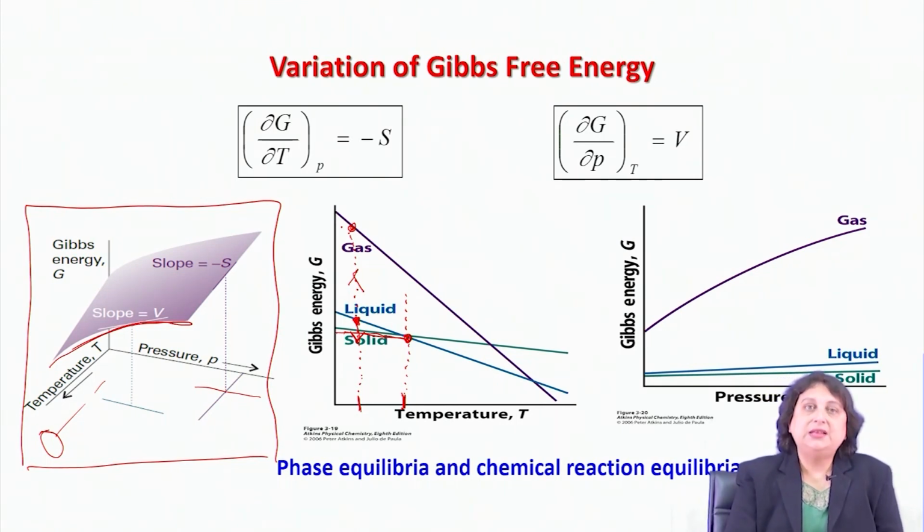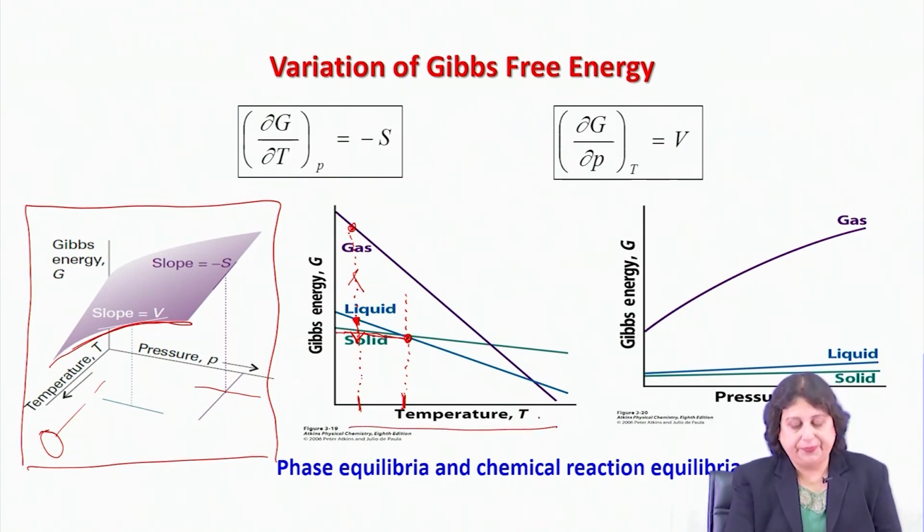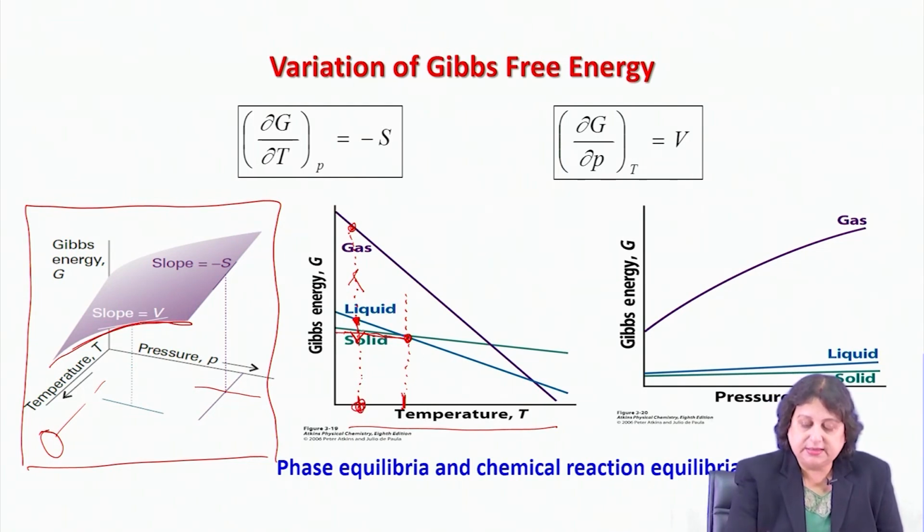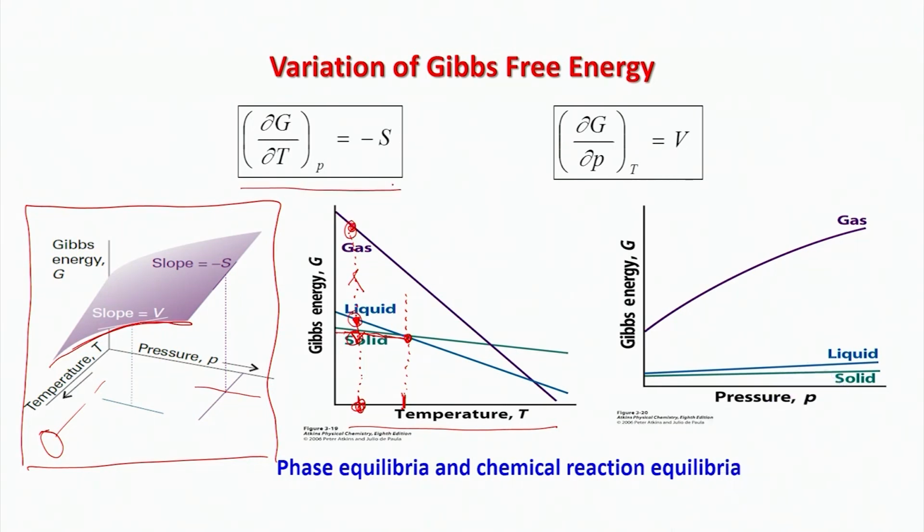Therefore, I can use these plots to identify the following. At any temperature like this, if you consider the Gibbs free energies of the solid, liquid and the gas phase, then you find that because of this relationship, you will have the solid with the lowest Gibbs free energy in this range of temperature, followed by the liquid and the gas phase.